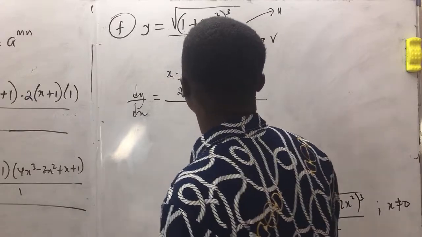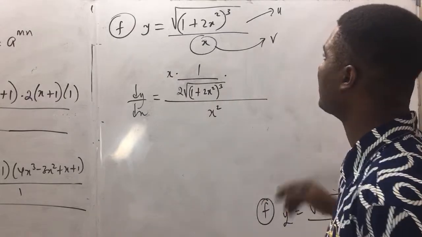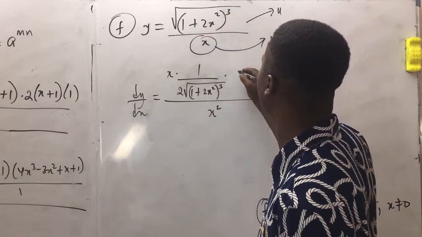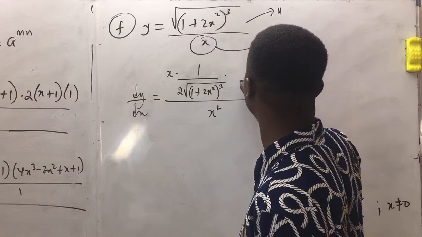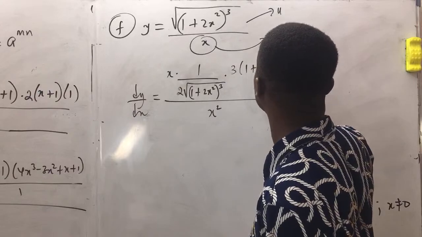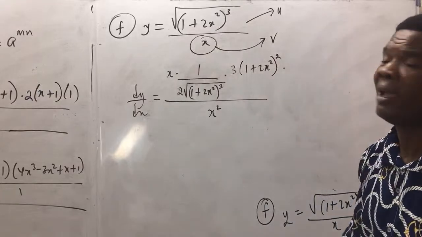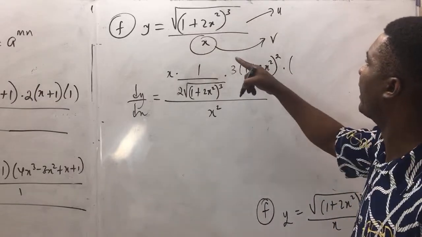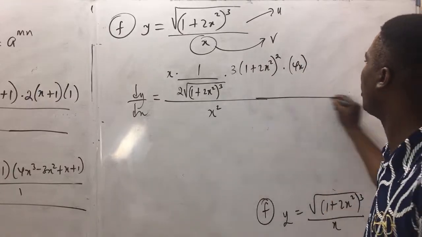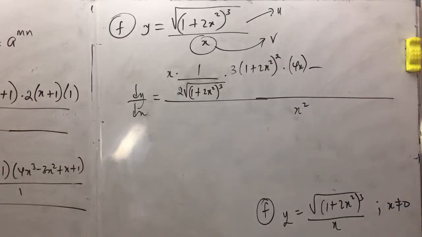power of 3. Now, I could go further to differentiating the inner function. If I differentiate the inner function, there is another inner function, everything raised to power 3. So I'm going to differentiate that, and that will give me 3 in bracket 1 plus 2x squared raised to power 2. Then if I differentiate the innermost function, I'm going to have 4x. Okay? So all these, I'm going to extend this a bit. All these minus. Let's now differentiate.